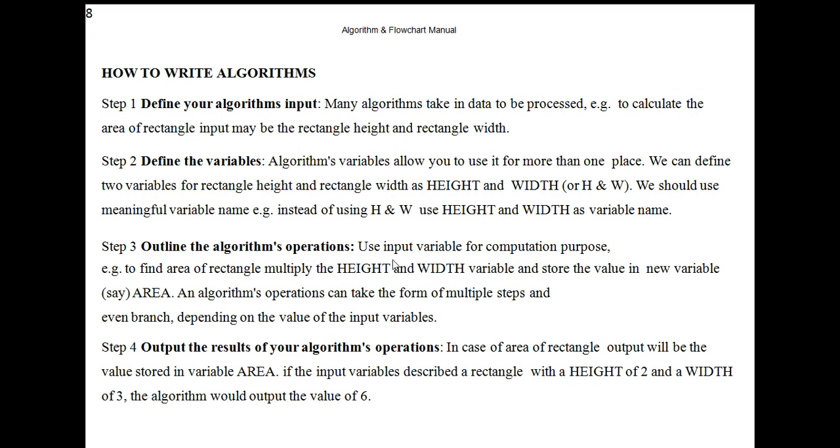The third step: outline the algorithm's operation. You use input variables for computation purposes. For example, to find the area of a rectangle, multiply the height and width variables and store the value in a new variable, say area. An algorithm's operations can take the form of multiple steps and even branch depending on the value of the input variables.